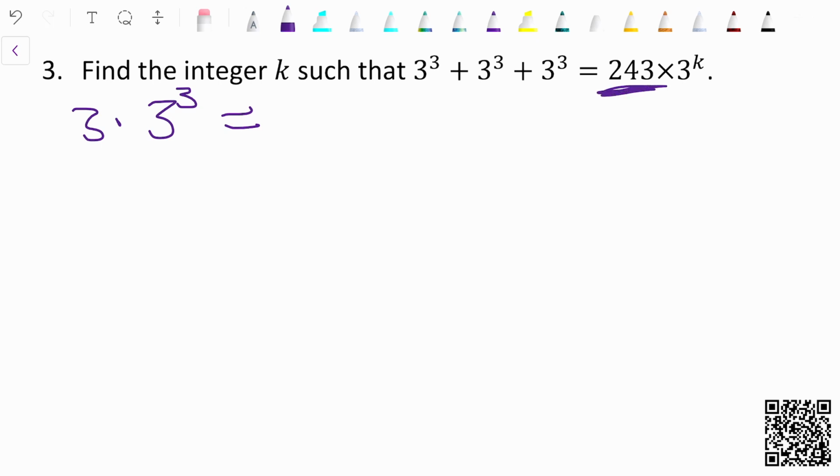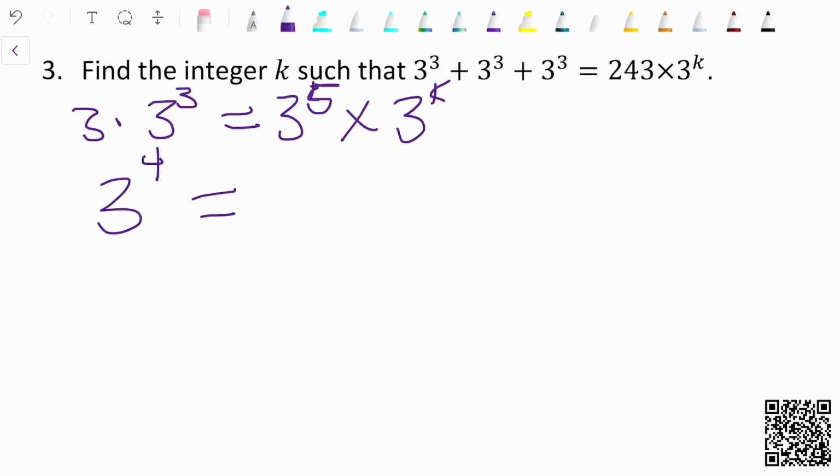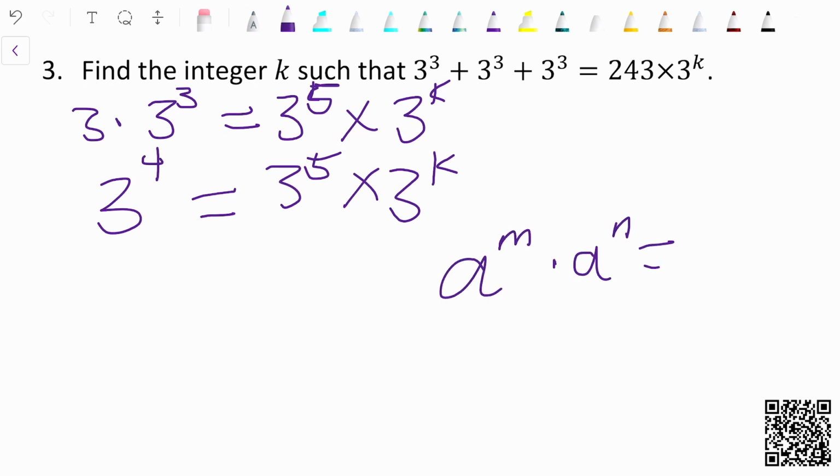we can change this into a power of 3 as well. So 243 is 3 to the power of 5, times 3 to the power of k. So 3 to the power of 1, which is technically just still the 3, this side would then equal 3 to the power of 4 equals 3 to the power of 5 times 3 to the power of k. So then, using the formula such that a to the power of m times a to the power of n would equal a to the power of m plus n.